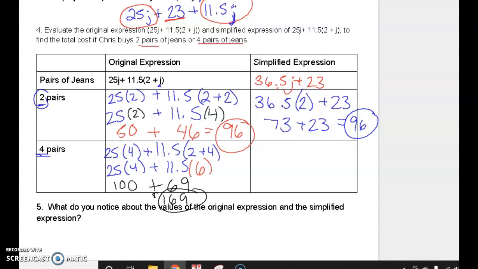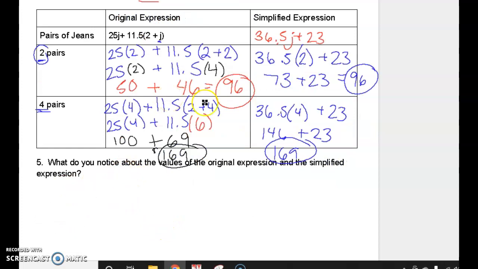I'm going to start it here. I got 36.5. Now notice I have my j right here. I'm going to put in a 4 plus 23. Alright, so my calculator is 36.5 times 4. That gives me 146. 146 plus 23 is 169. Interesting.